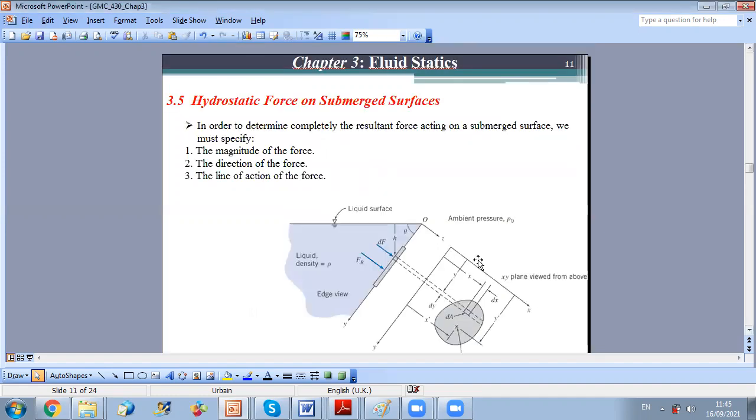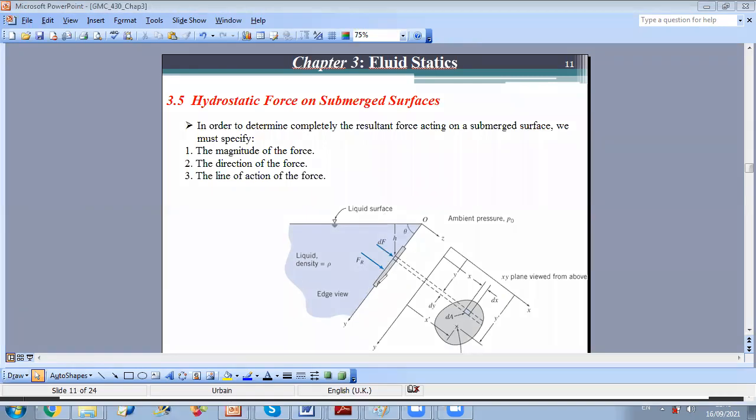Now, let us go back to our new part, which is to find what is the total force acting on a submerged surface. Okay, so the application here is that I will consider a certain surface submerged in a fluid, and I want to determine what is the total force acting on the surface.